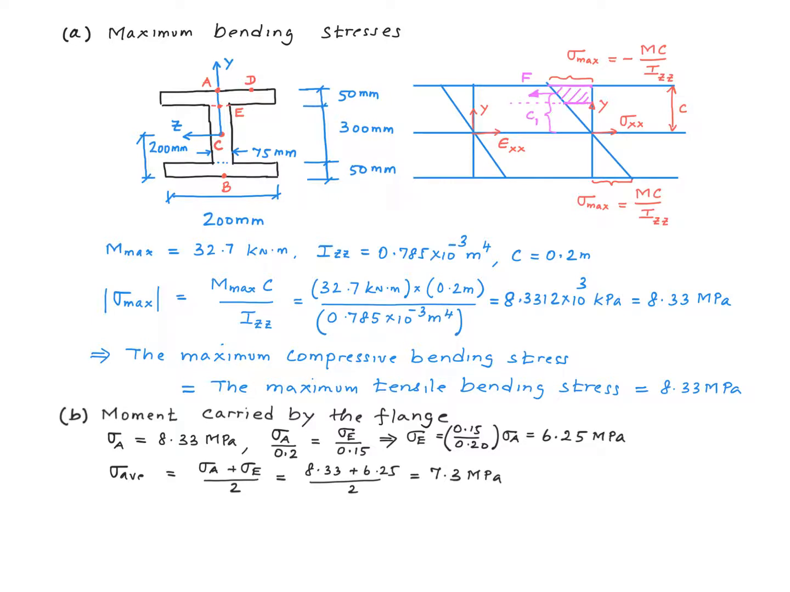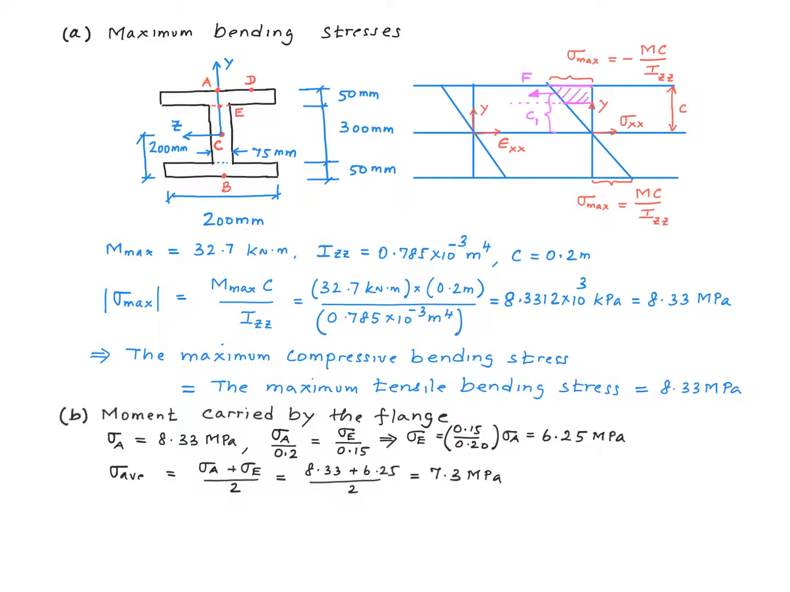I can either calculate this value starting from scratch using this flexure formula, or I could simply use similar triangles to come up with the value here. So that's what I did over here. We see this triangle and this triangle are similar, right? And therefore, sigma A, which is the stress over here, divided by this distance, which is 0.2 meters, must be equal to sigma E, which is this quantity right there, divided by 0.15 meters. So that's what I have over here. So that gives me a value of 6.25 megapascal for the stress at point E.